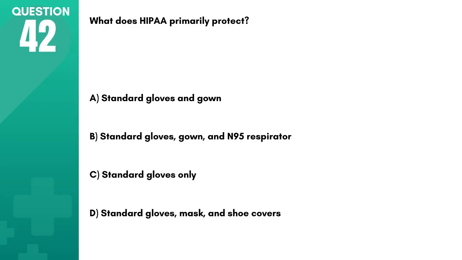Question 42. What does HIPAA primarily protect? A. The quality of medical care provided. B. The financial information of healthcare facilities. C. The privacy of patients' health information. D. The safety protocols in hospitals.